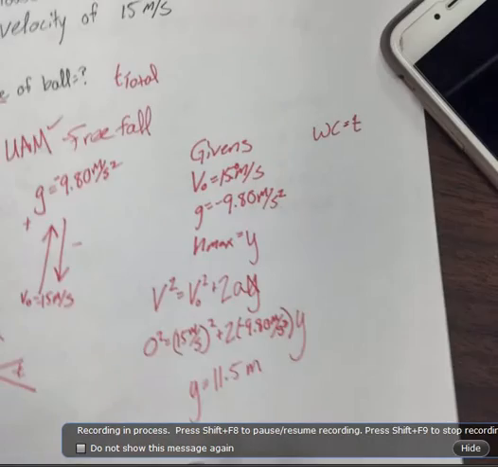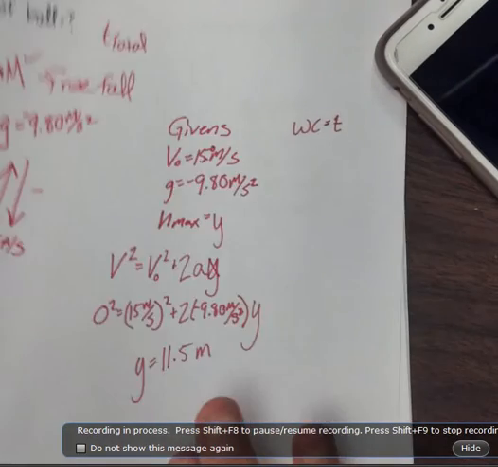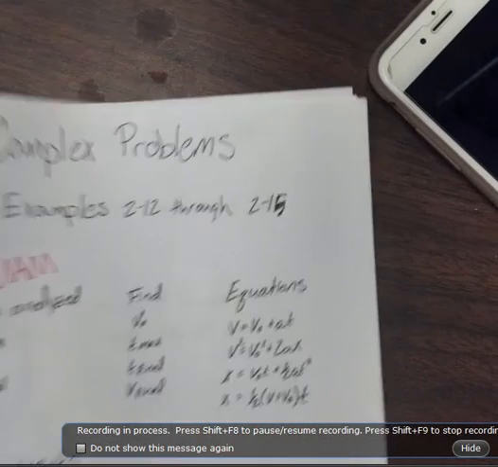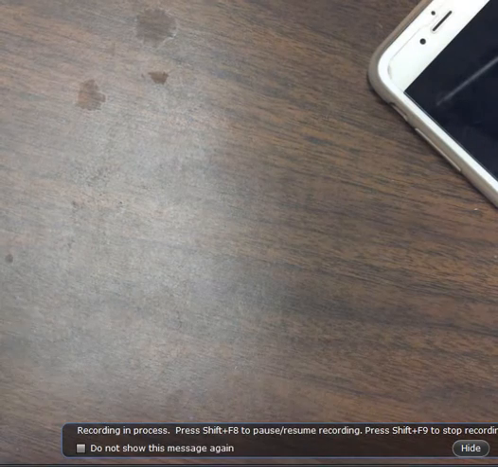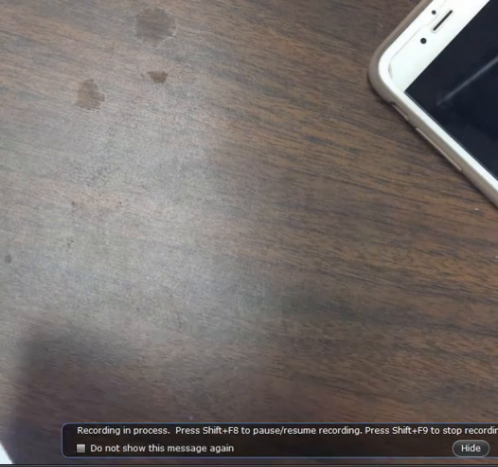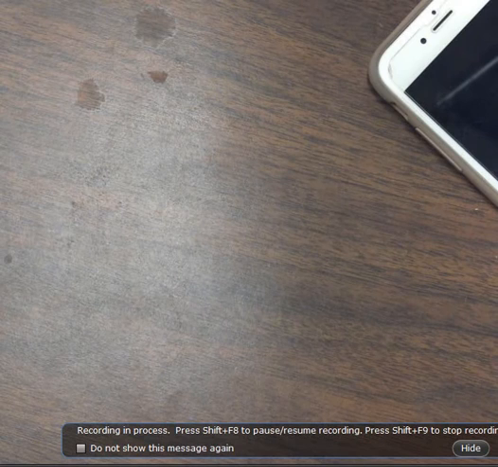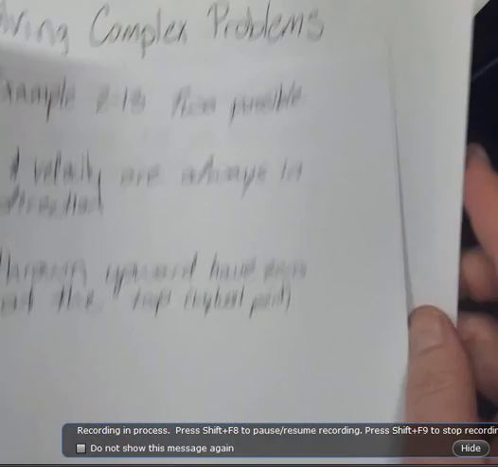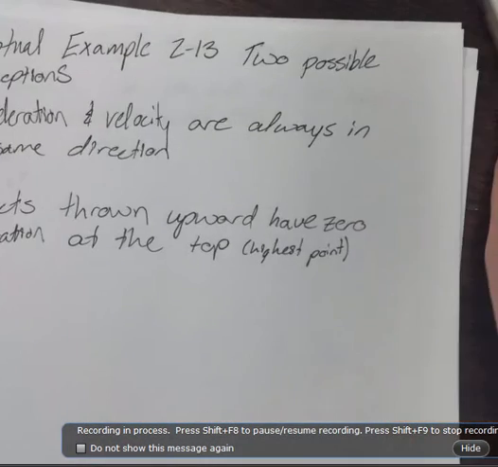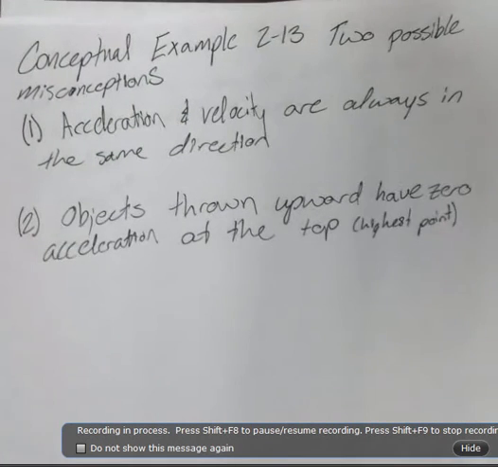So moving onward, we'll still come back to our complex problem solving in our class problem. But before we do that, we're going to talk about conceptual examples. Alright, so this is 213 conceptual examples.